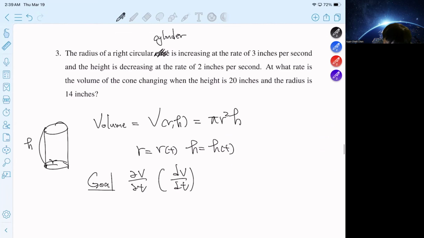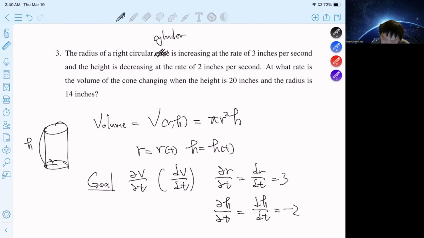And we know that the rate of change of the radius, partial r, partial t, is 3, increasing, so positive. And partial h, partial t, since it's a one variable function, we can happily write this as dr dt is 3, and partial h, partial t is dh dt. It is decreasing, so it's -2.